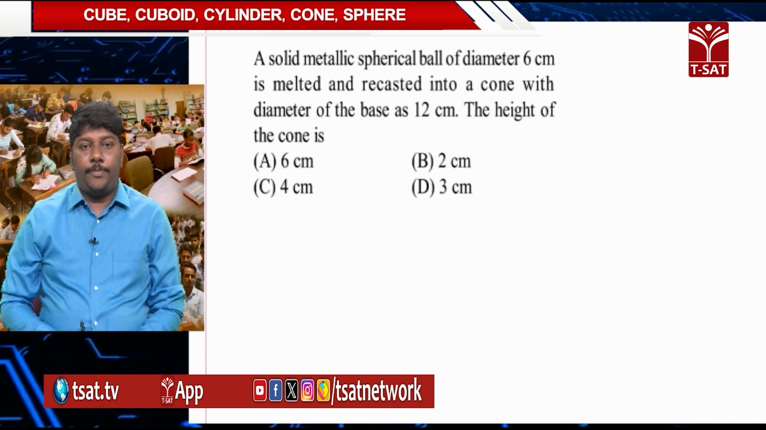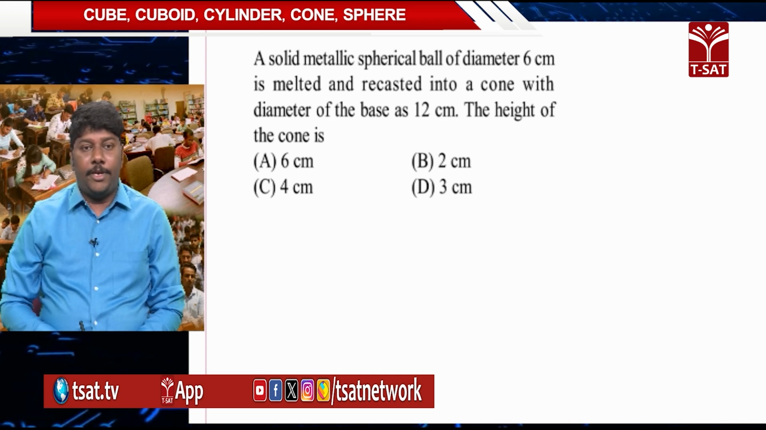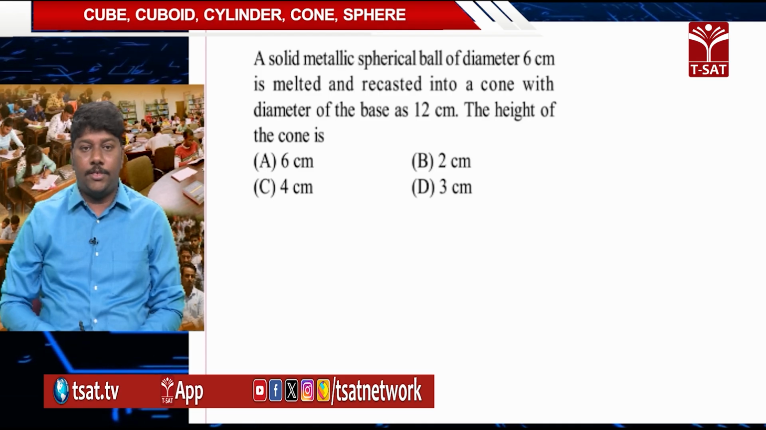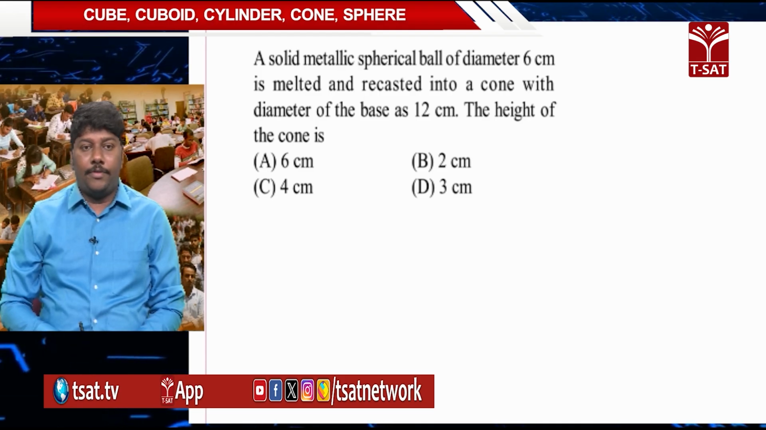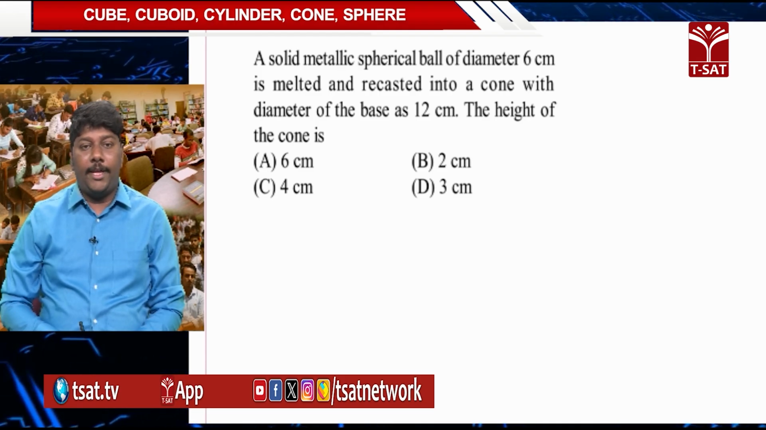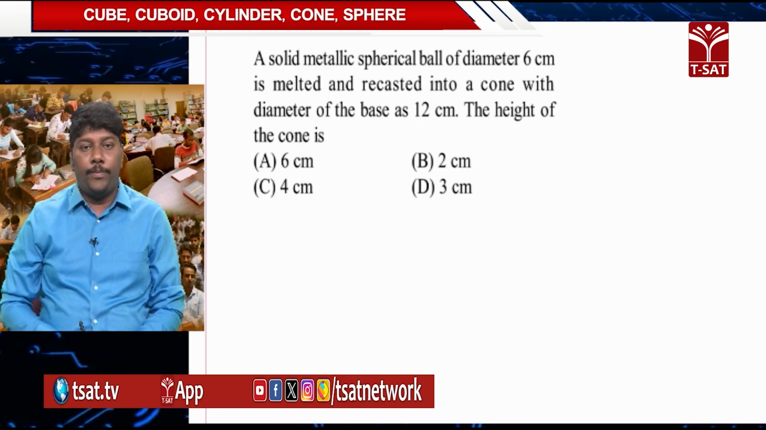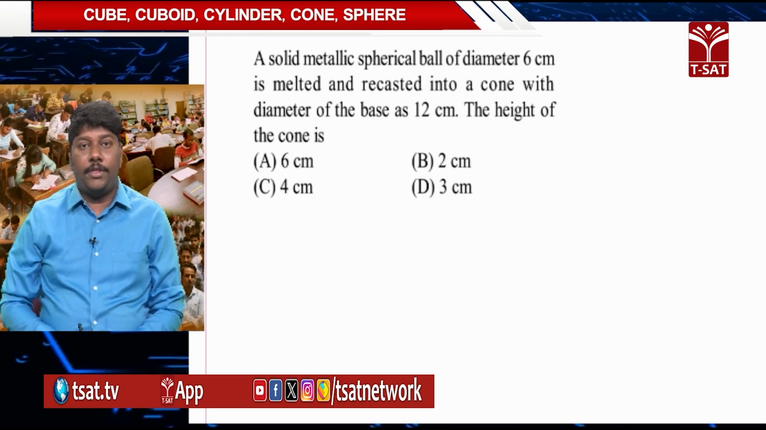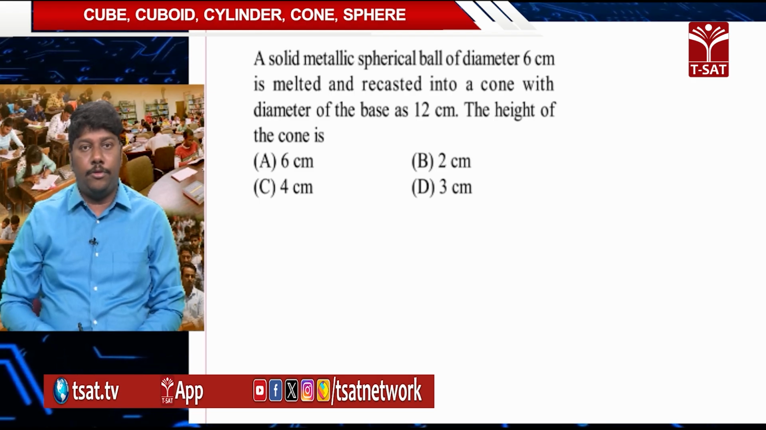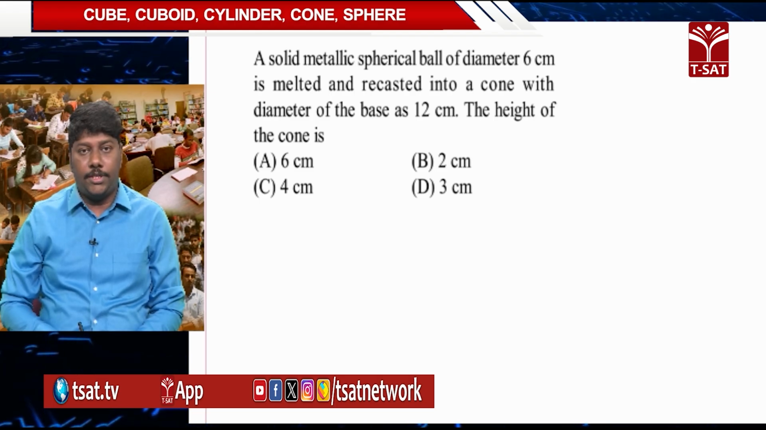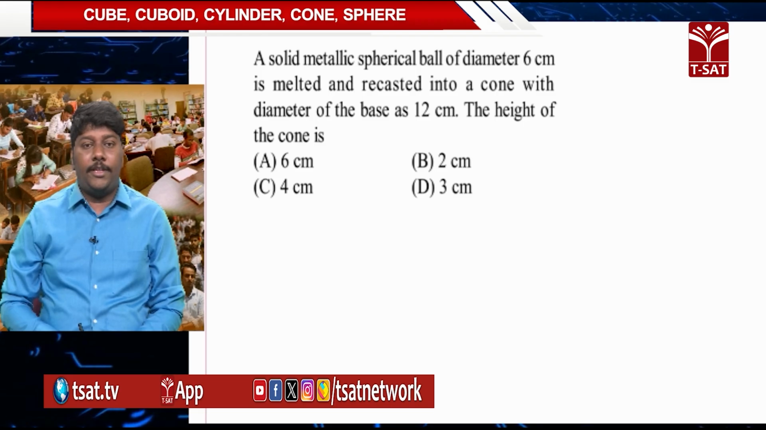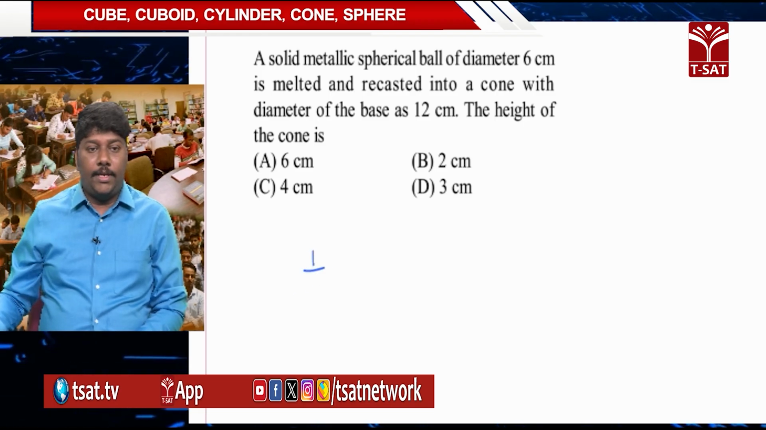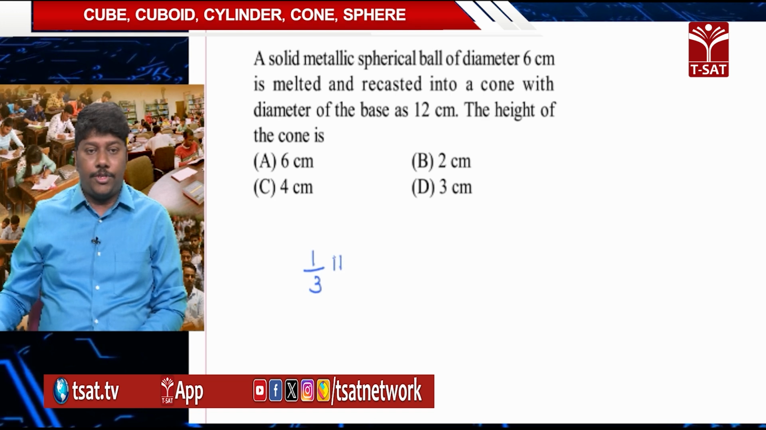Look at this question. A solid metallic spherical ball of diameter 6 cm is melted and recast into a cone with diameter of base 12 cm. The height of the cone? Here we are melting a spherical ball and recasting it into a cone. So when you are melting one figure and forming another one, everything changes except the volume. So you have to equate the volume of the spherical ball to the volume of the cone. We need the height of the cone. So write down the volume of the cone first: 1/3 of pi r square h.